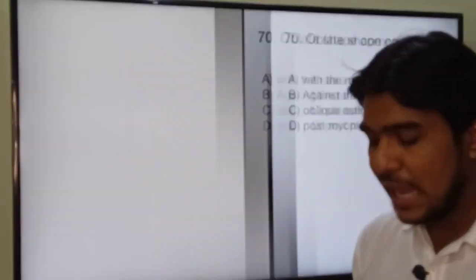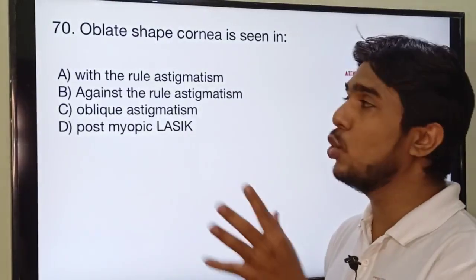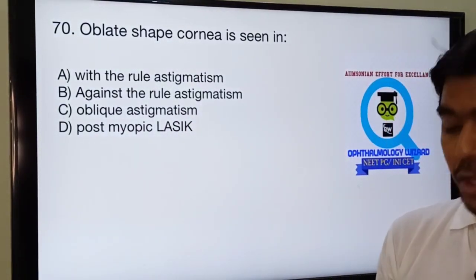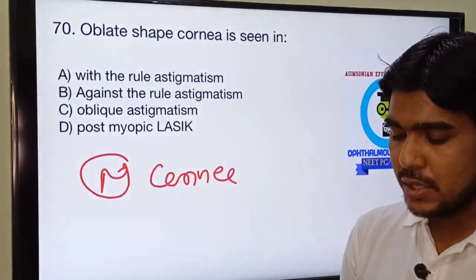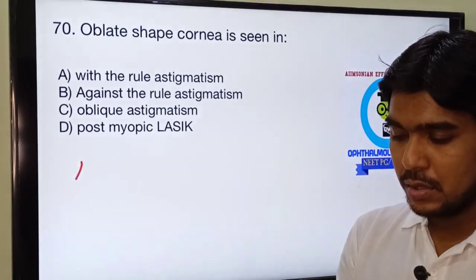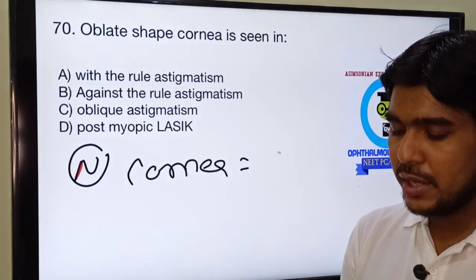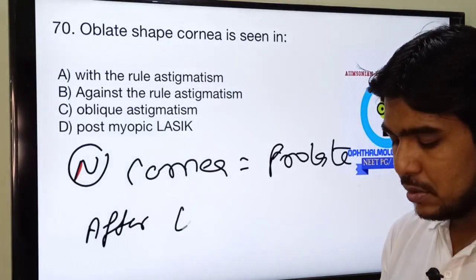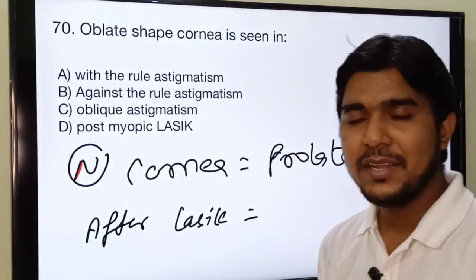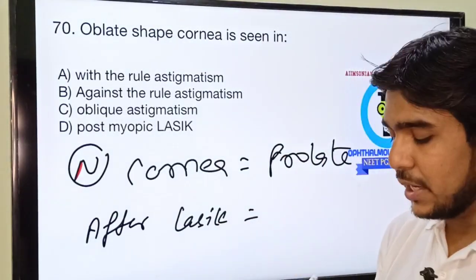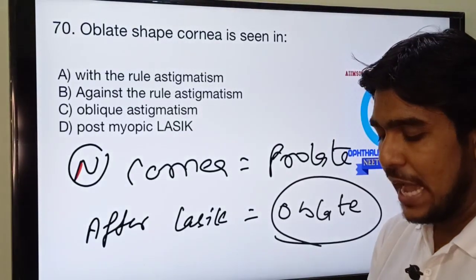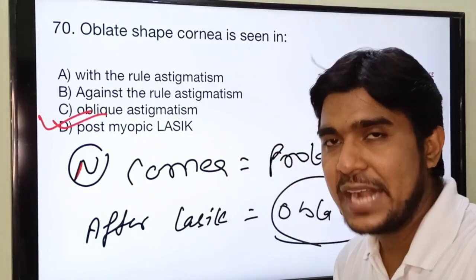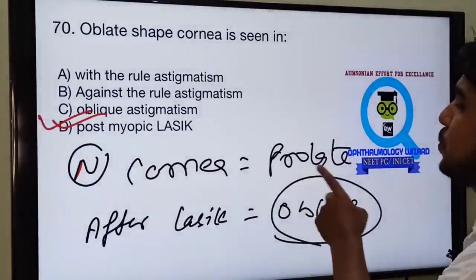Remember. And the last question of this session: an oblate-shaped cornea is seen in with-the-rule astigmatism, against-the-rule astigmatism, oblique astigmatism, post-myopic LASIK. The normal cornea is prolate. But after LASIK, there is a flattening, right? And because of this flattening, it becomes oblate. So the answer for this question is post-myopic LASIK. After LASIK, we do the ablation and there is a flattening of the cornea, and that's why it becomes oblate. Normal cornea is prolate, can be asked.